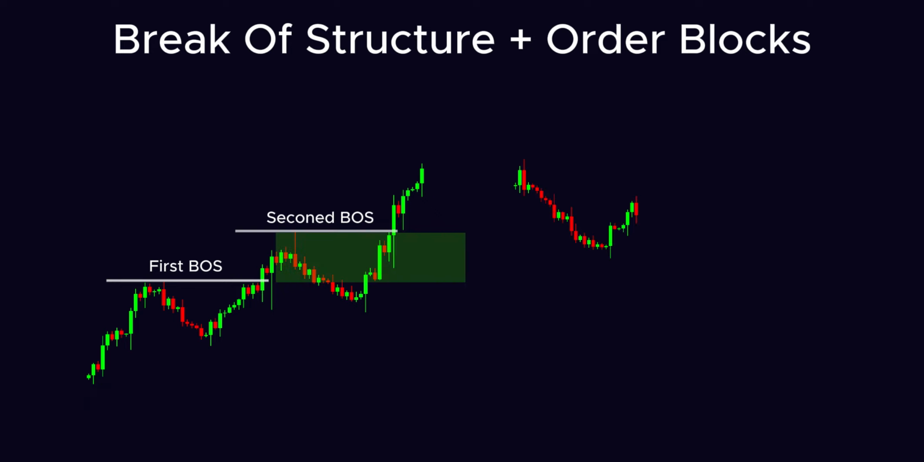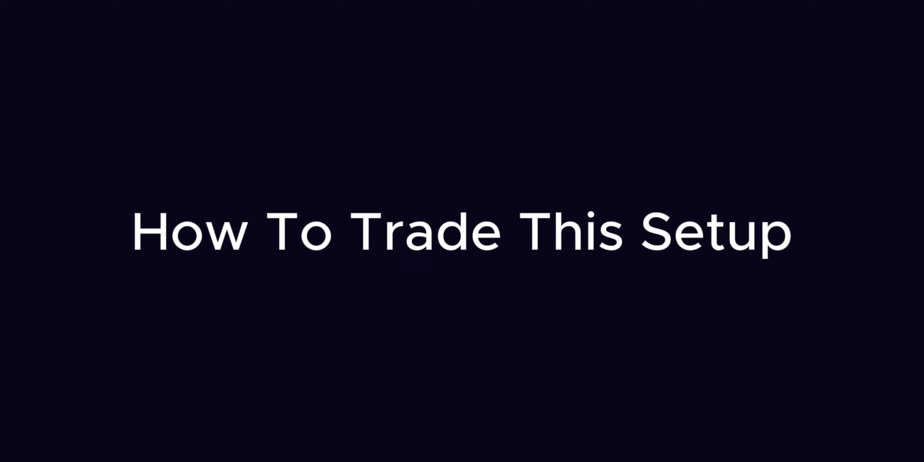Conversely, when the price first breaks a swing low, forming a first break of structure, and then breaks an even lower low, a second break of structure is formed. The area between these two lows forms a resistance zone. By waiting for the consecutive breaks, we confirm that the market has a strong momentum shift. Now let's break down how to trade this setup effectively.